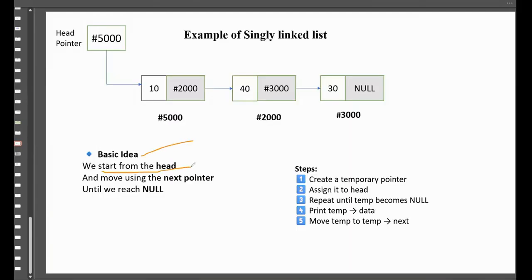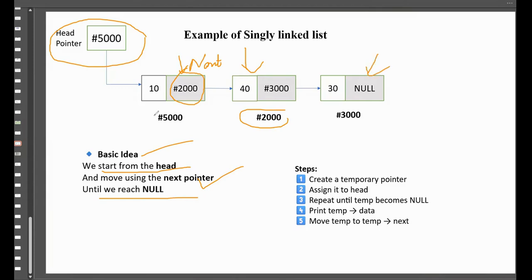Now we have to start from the head, that's why we start from head. Then we have to move to the next pointer, meaning the next node. We move to the next pointer, where we have stored the address of the next node. We keep moving until we reach null. Once we reach null, that means there is no other node added.